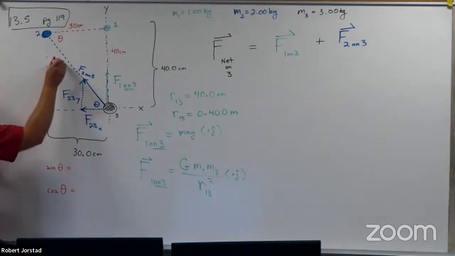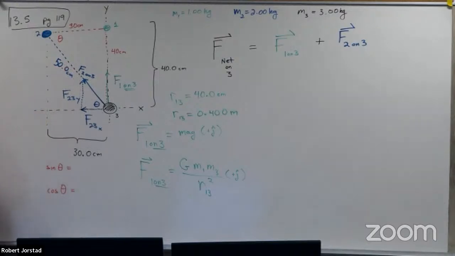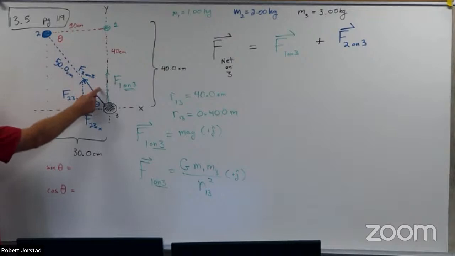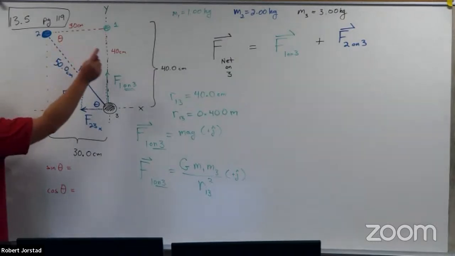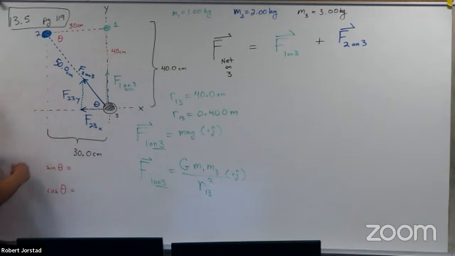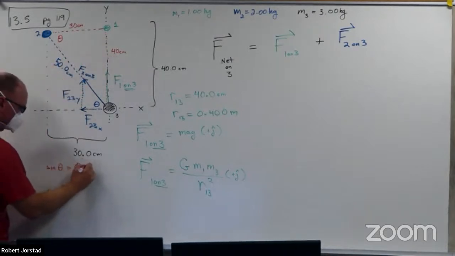50. You could say, wait, didn't Jorstad tell us this is 53.1 degrees earlier in the semester and this is 36.9 and to memorize it? Yeah, I did. But why don't we just do SOHCAHTOA? What's sine of theta? Give me a number. 40 over 50? 0.8.